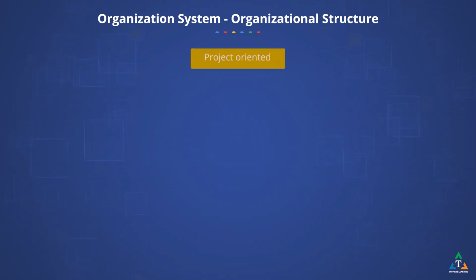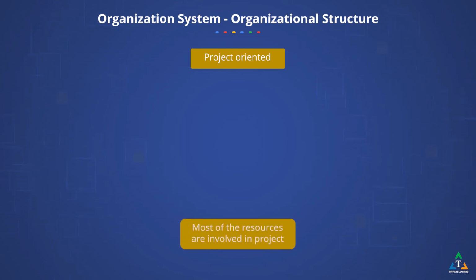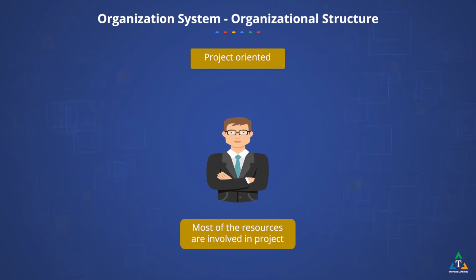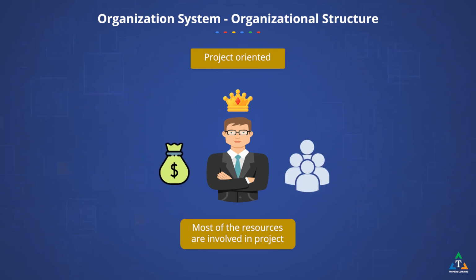In project-oriented, composite or hybrid organizational structure, most of the organization's resources are involved in the project work. Project managers have full authority to complete the project successfully, have a full-time role, control over the budget, and a full-time team reporting to them.